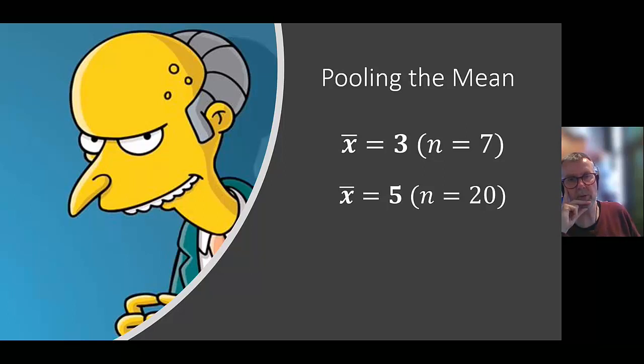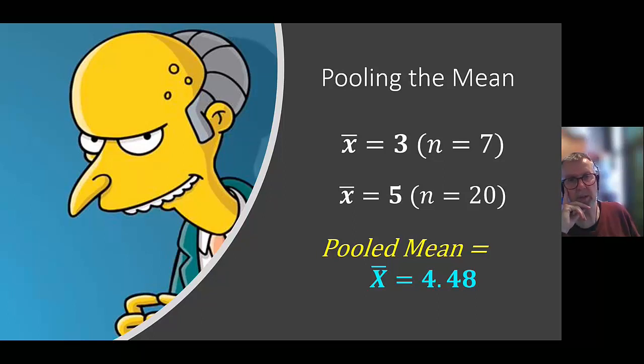And I'll invite you to pause the video for a moment and think about it. Well, if you thought that the overall mean is probably 4, because after all, that is the mean of the two values 3 and 5, well then you would be wrong. The actual pooled mean, x bar, is 4.48. Much closer to that value of 5 than it is to that value of 3.